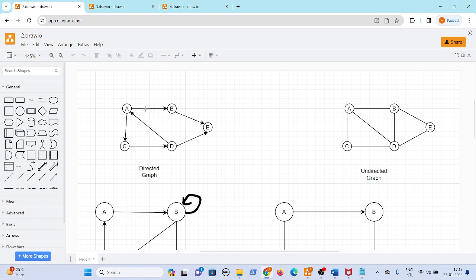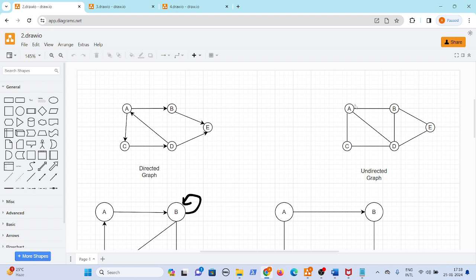If it's a single lane road and you can go only from A to B, then you are representing the direction here. You can go from A to B, but you can't go from B to A. Even here, you can go from B to E, but you can't go from E to B. So this is known as a directed graph. The arrow represents the direction. But if you see here, there is no direction present, which means this particular edge is bidirectional. Either you can go from A to B or from B to A.